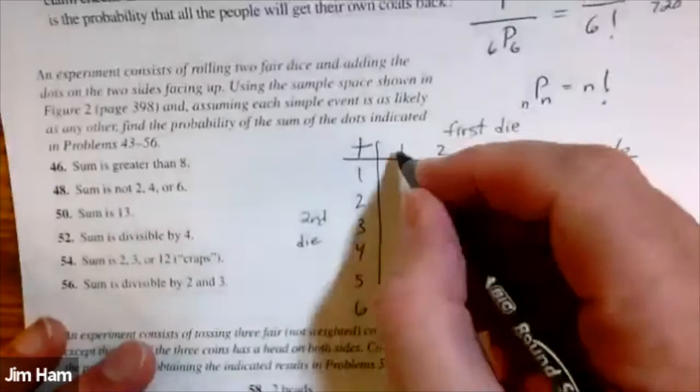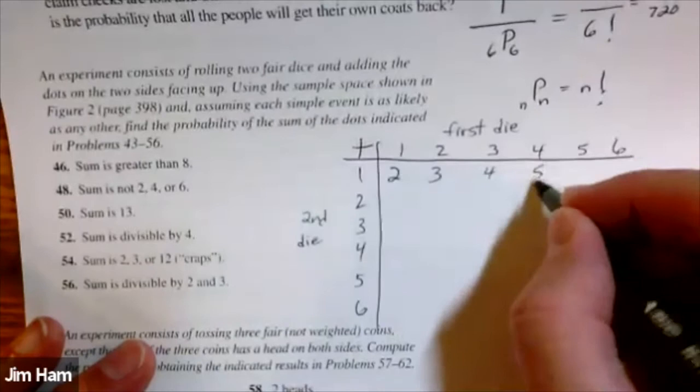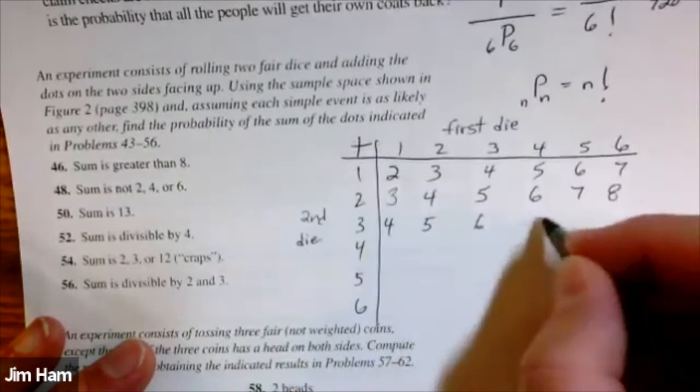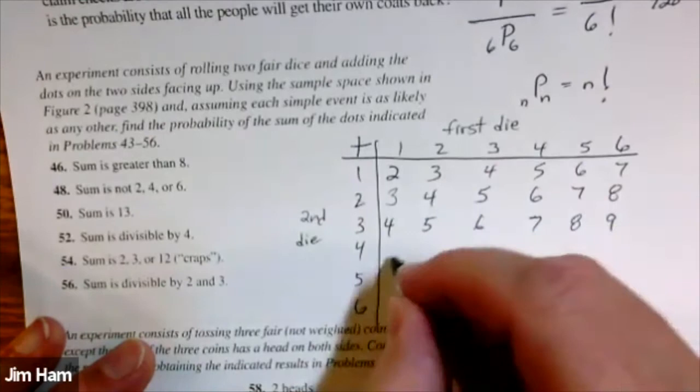So the smallest roll is a 1 plus 1, which is a 2. And then 4, 5, 6, 7, add 2 to 1, get 3, 2 to 2, 4, and so on. So it takes a little bit of time to actually write this out. But once you write out this grid, you're going to see all 36 possible outcomes.